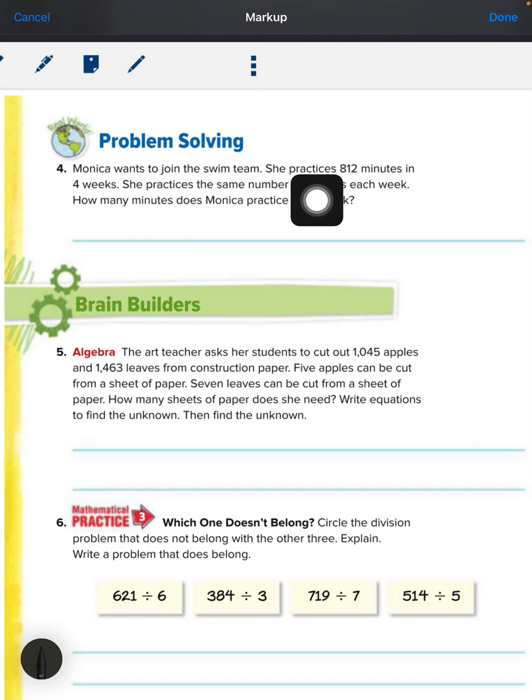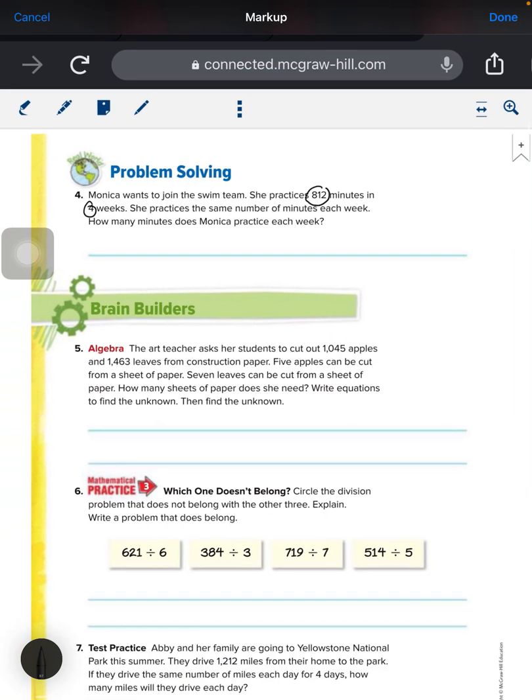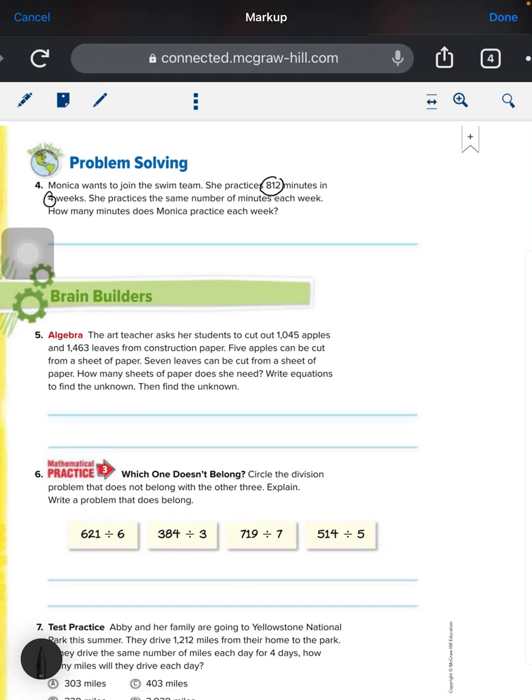Number 4. Monica wants to join the swim team. She practices 812 minutes in 4 weeks. She practices the same number of minutes each week. How many minutes does Monica practice each week? Okay, we know this is a division problem and we have 2 numbers. So we need to bracket it up. Go ahead and do 4 into 812.